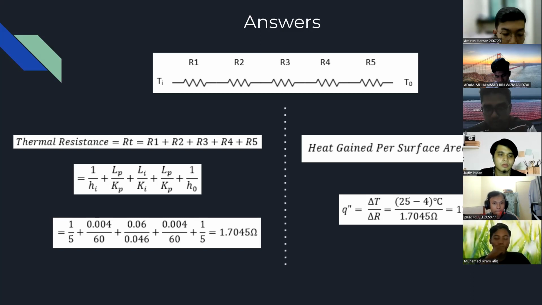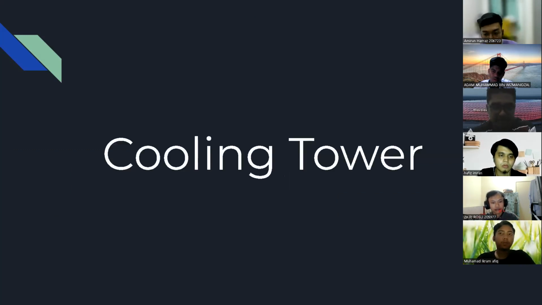Q double prime is also equal to the difference in temperature over the thermal resistance that we calculate just now. So the temperature difference, 25 is outside minus temperature inside is 4. So over the thermal resistance just now will add up to a Q double prime of 12.32 degrees Celsius. So that is the end of our case study for the refrigerator. So I'll pass to the next presenter.